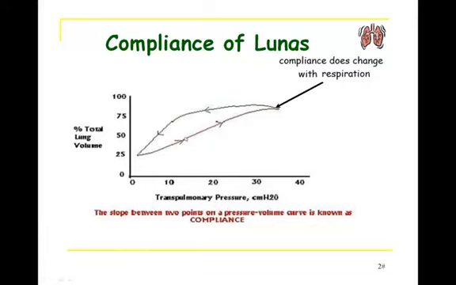I just want you to look at the bottom line. This is showing you for a given increase in transpulmonary pressure how much of that percent of the total lung volume you're able to get. And when you look at the slope of this line, it gives you an idea about compliance. So for a given change in pressure, how much air did you get in the lungs? The steeper the slope of this line, the more compliant. If it's kind of flat, it's not very compliant.